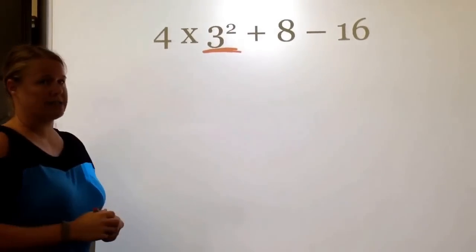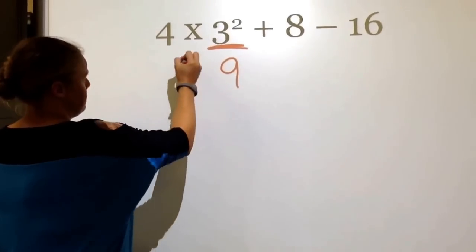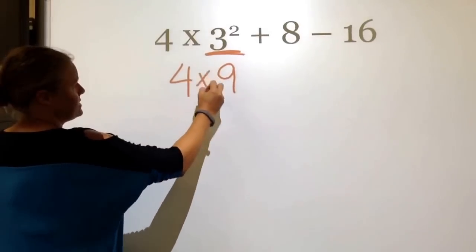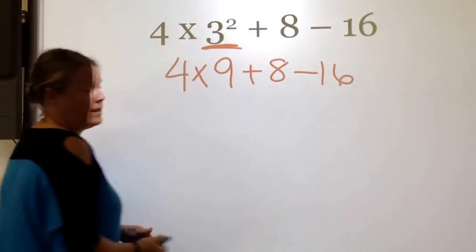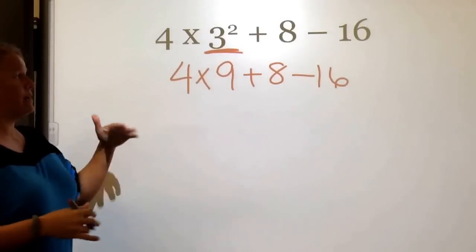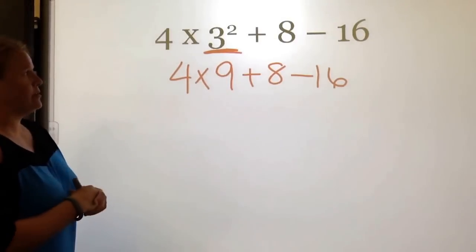3 to the second power is the same as 3 times 3. So that answer is 9. And I'm going to bring down the rest of my problem. It's going to be repetitive in the beginning, but I want you to do that until I give you clearance to go freehand. So our next step is multiplying or dividing.